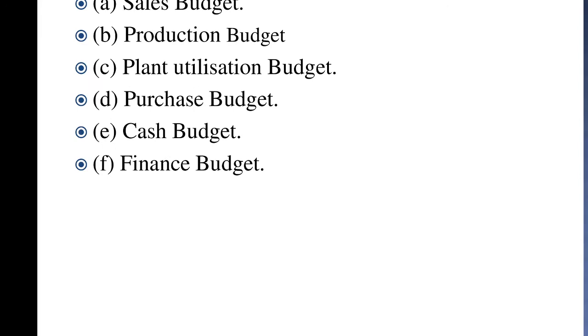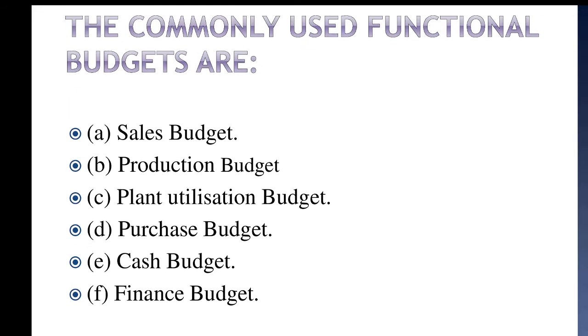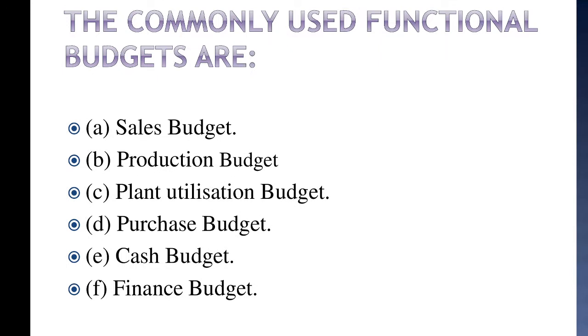And the commonly used functional budgets here we can see: sales budget, production budget. These are purely based on the departments. Plant utilization budget, purchase budget, cash budget, and finance budget. Finance budget will be for the entire organization.